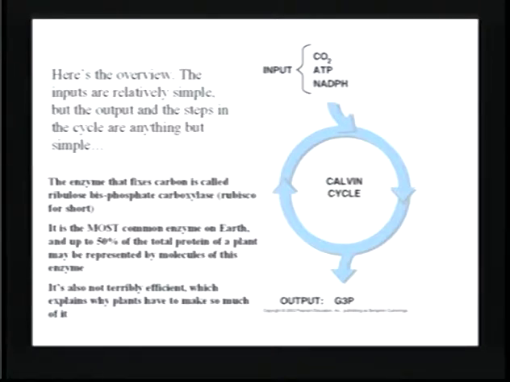One of the problems with Rubisco is that it'll use oxygen just as easily as it uses carbon dioxide. So if oxygen levels build up to high amounts, then this process actually goes in reverse and generates CO2 rather than generating G3P. All right, so that's a problem for the plant that has to be solved.